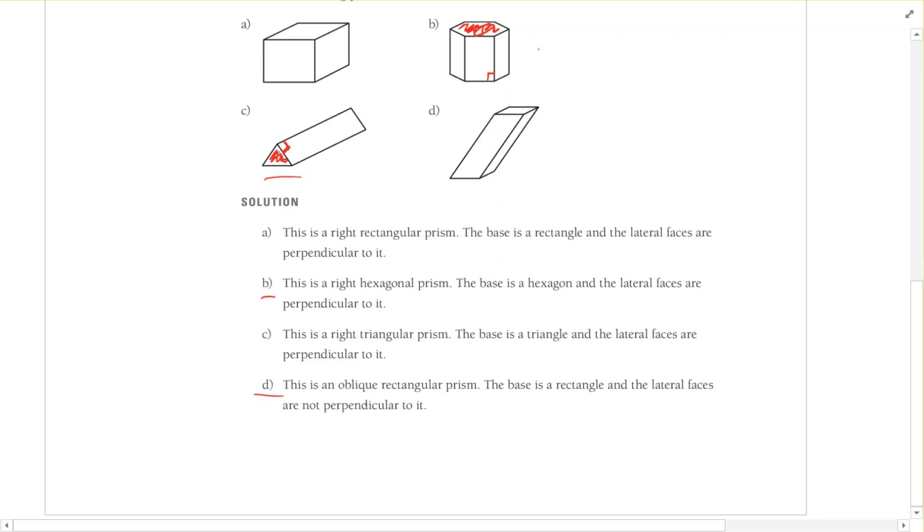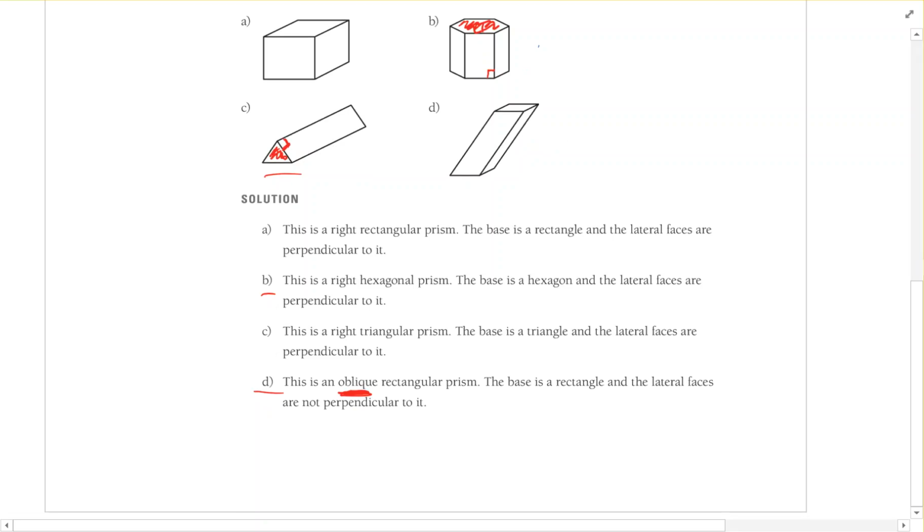D, this is what's called an oblique rectangular prism. And it's oblique, not right, because it doesn't go straight up. So we have a rectangle as the base, but the faces don't go straight down from it. They go off on an angle. So it's not a right rectangular prism. Hopefully that makes sense. So we call that oblique if it goes off on an angle from there.